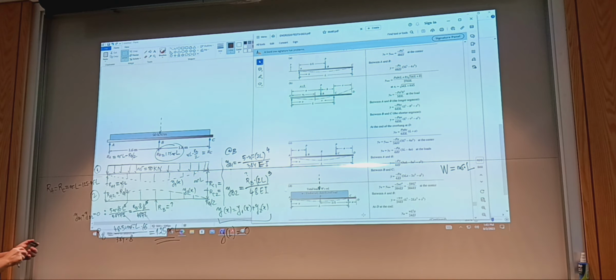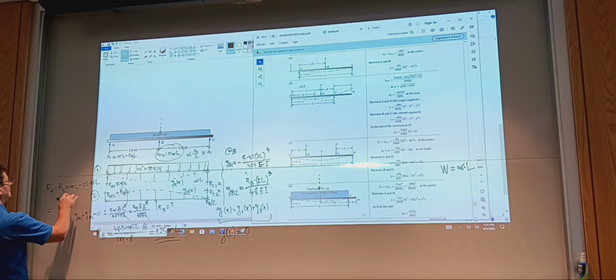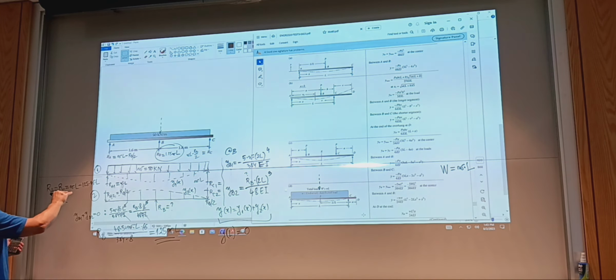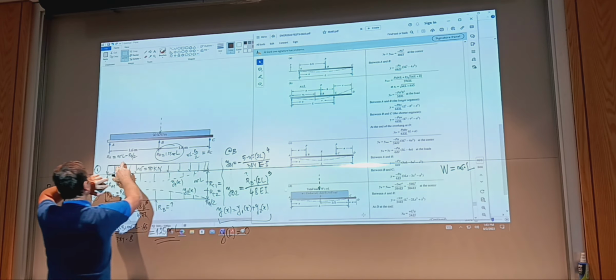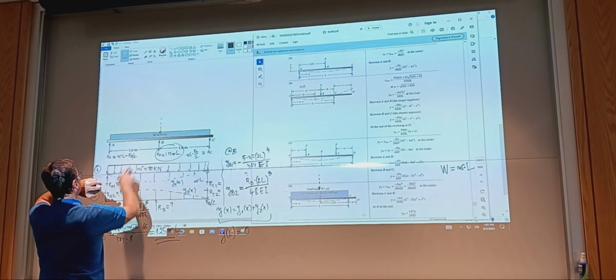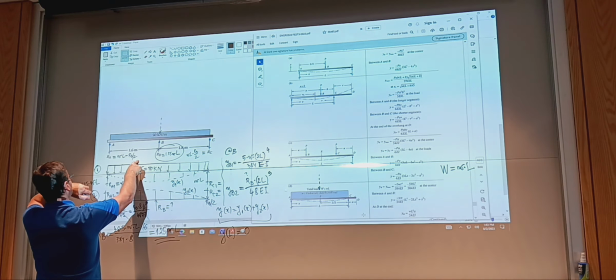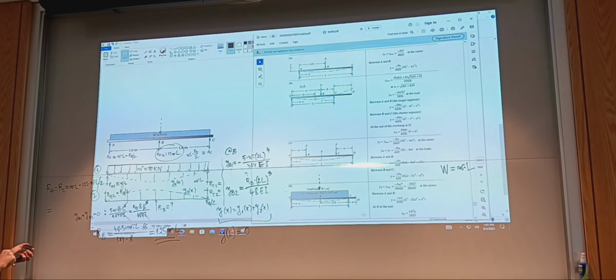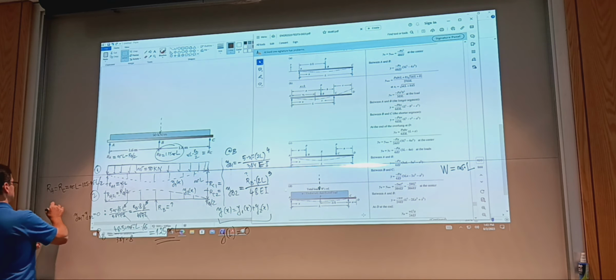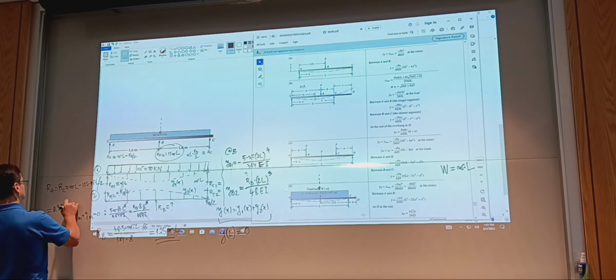So what is this equal to? Does it turn negative? RB, WL I said, so WL is this one, minus, oh, this is RB over 2, is that right? So I need to say over 2. Okay, so I'm saying 1 minus 1.25 over 2 equals, and this is 0.375 W times L.